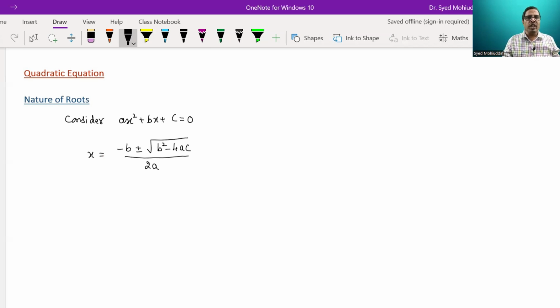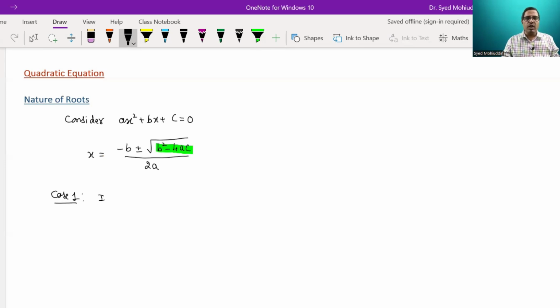Now to find out the nature of the roots, you just need to see what value you have under the square root. Under this square root, the value is b square minus 4ac. Based on the value of b square minus 4ac, we can identify the nature of the roots. So over here, three cases will arise. Let us try to see case number 1.